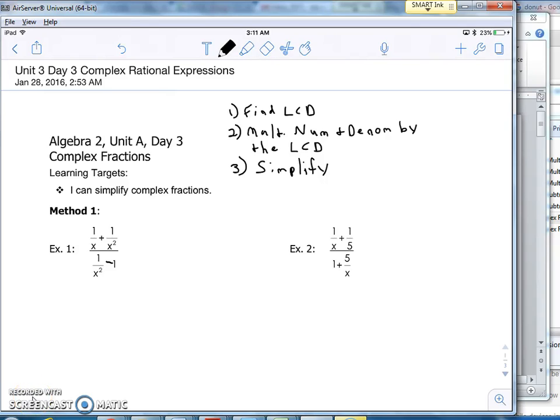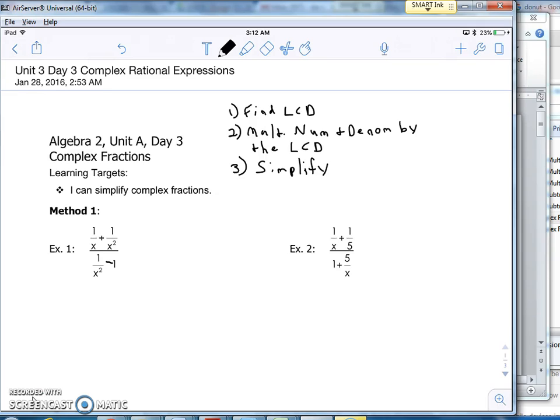Alright, today we're going to look at Unit A, Day 3, complex fractions, or complex rational expressions. I think it's fairly straightforward. Should be a little bit easier than yesterday. The fractions look a lot worse, but they're not that tough to get through. So I made a little list up top of the steps that you'll want to go through. If I go too fast through them, you'll want to pause and get them written down.